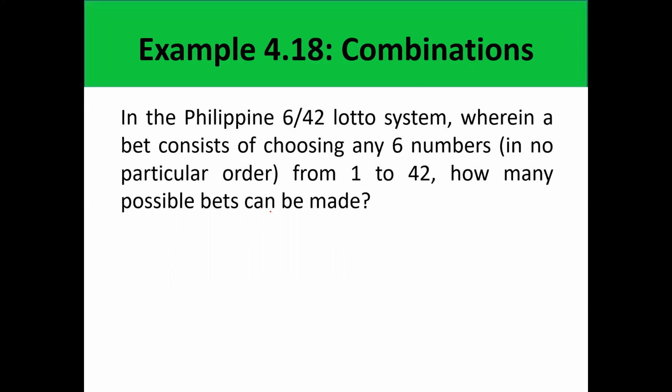Another example would be the Lotto system. For example, in the Philippine 6/42 Lotto system, wherein a bet consists of choosing any 6 numbers in no particular order from 1 to 42, how many possible bets can be made? In the 6/42 Lotto system, the ordering of the numbers doesn't matter. So we can use the combination formula, and it is 42 combination 6. If you use your calculators, you will find out that this is more than 5 million selections.